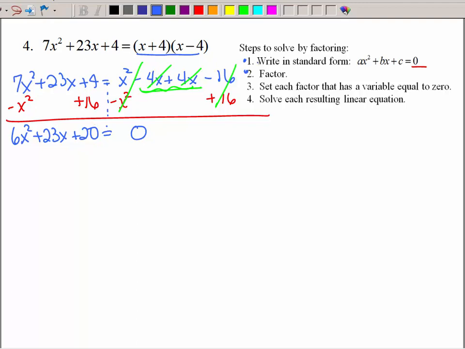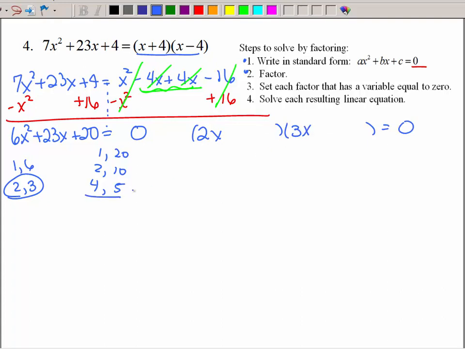I don't see a GCF, so I'm going to write down my possibilities for 6. 1 and 6, 2 and 3. Ooh, 20. 1 and 20, 2 and 10, 4 times 5. Lots of guesses. But I always like to start with the smaller numbers first. So I'm going to try 2x and 3x. So let's try with the 4 and the 5.